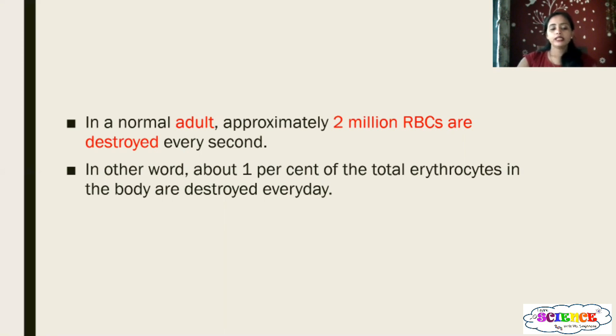Now, normally, it is found that the number of red blood cells increases when we do physical exercise. Why during physical exercise? Because when we are exercising, the need for oxygen by our muscles increases to produce more energy. So more oxygen has to be transported, and for transporting more oxygen, more red blood cells are produced. The number of red blood cells is higher during physical exercise.